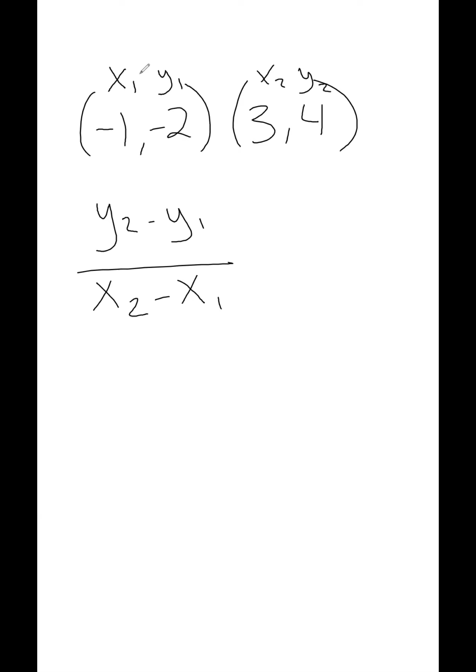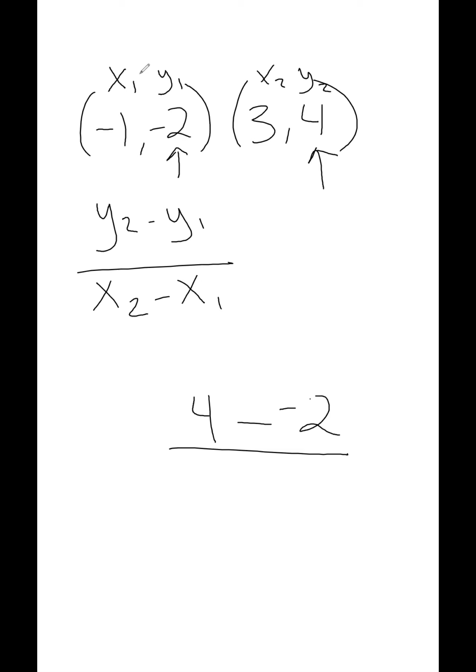If you label this every time, you'll be all right. Just label x1, y1, x2, y2, and then you're just plugging the numbers into your formula. So let's start with my y2. My y2 is 4. So I'm going to start with 4, minus y1, which is this -2.